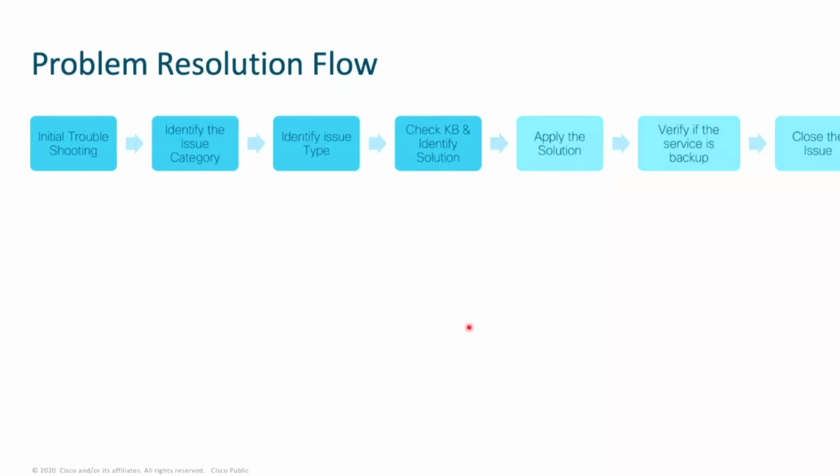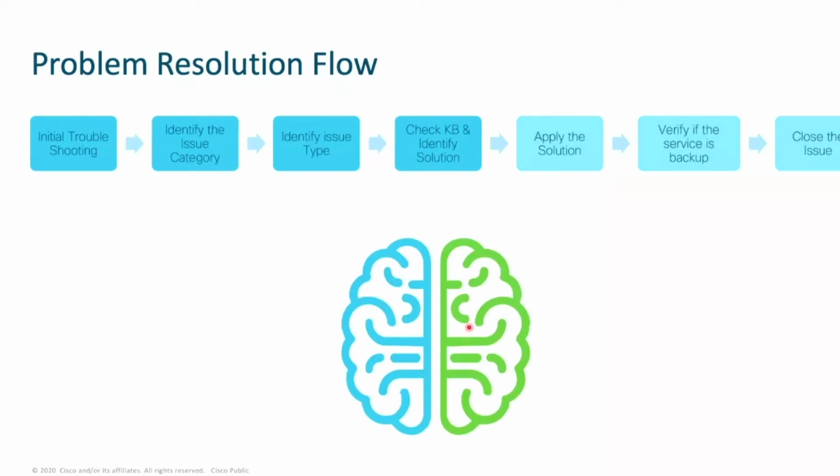Once they identify the issue category and also the type of issue, they look at the knowledge base they have. It could be in the form of SharePoint or Confluence pages where all the past issues and corresponding resolutions have been saved, or it would be in some team's mind.